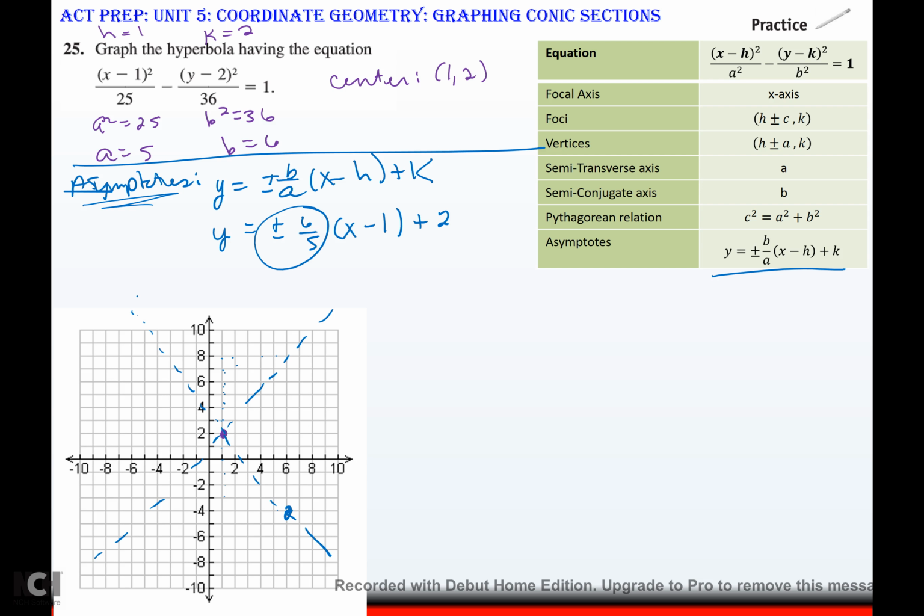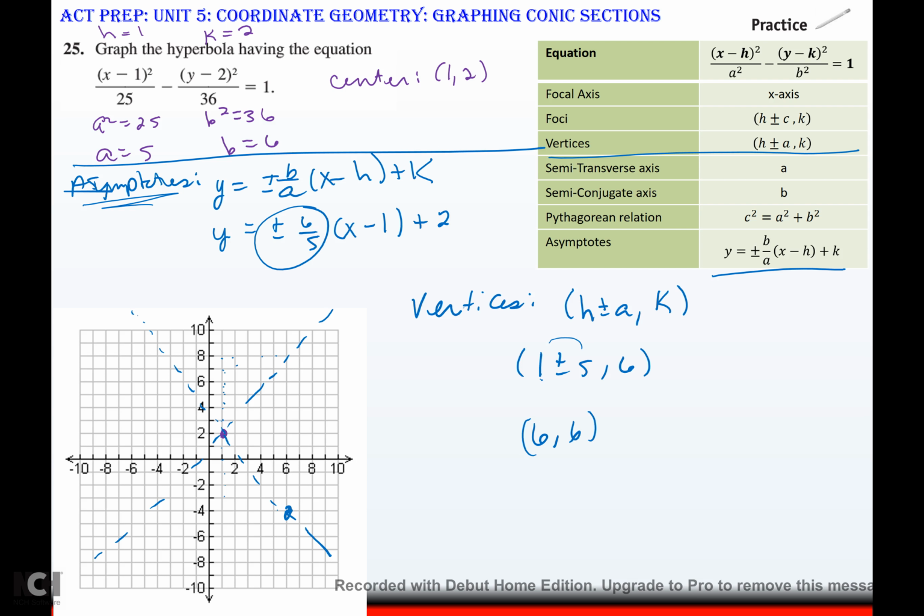Alright, we've got x minus h squared. Since the x's are subtracting the y's, my hyperbola is going to be sideways. And all I need now are the vertices. So to get my vertices, I use that formula, which says h plus or minus a, comma, k. So that's going to give me 1 plus or minus 5, comma, 6. 1 plus 5 is 6, comma 6. 1 minus 5 is negative 4, comma 6.